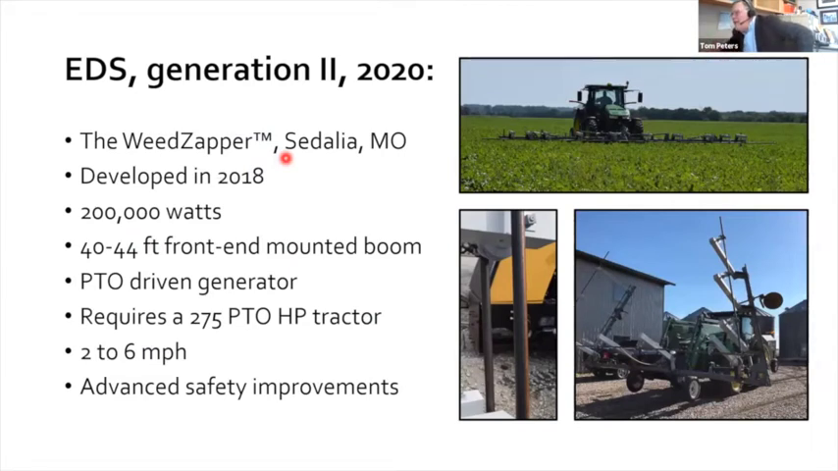So the electric systems are back. We used to call it the Lasco lightning weeder. Now we're calling it the weed zapper. And the modern day version has more killing power, the booms on the front. There's a lot better safety improvements on it. But how does it work?